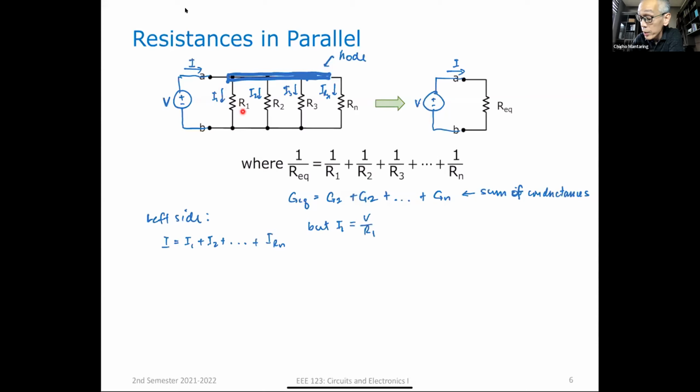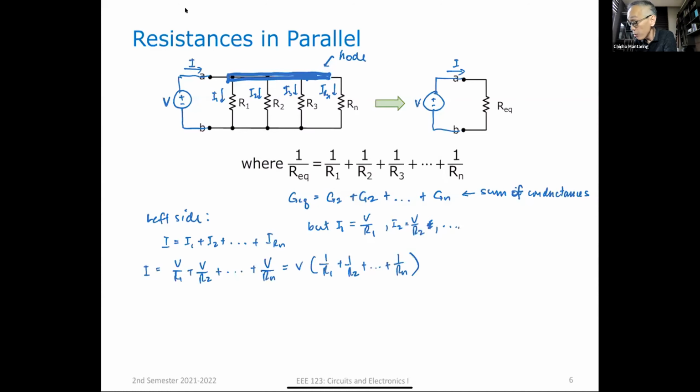But what is the voltage across this resistor? You will notice that this voltage V is applied across all resistors in parallel. So I1 is V over R1, I2 is V over R2, and so forth. So I is equal to V over R1 plus V over R2 plus V over Rn, or V times 1 over R1 plus 1 over R2 all the way to 1 over Rn.